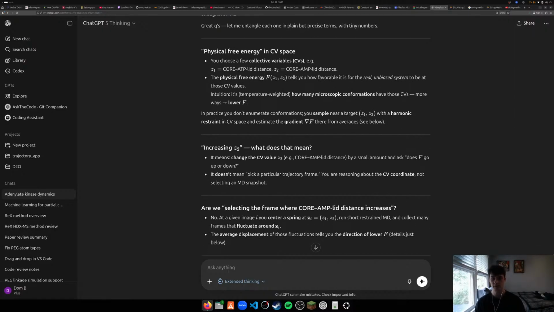Increasing Z2, what does that mean? It means change the CV value by a small amount and ask, does F go up or down? It doesn't mean pick a particular trajectory frame. You are reasoning about the CV coordinate, not selecting an MD snapshot.